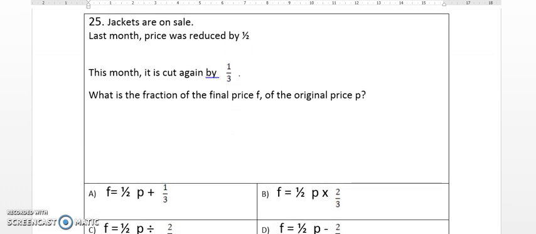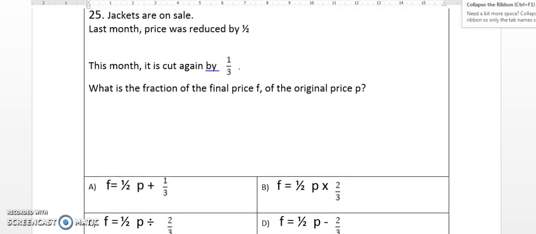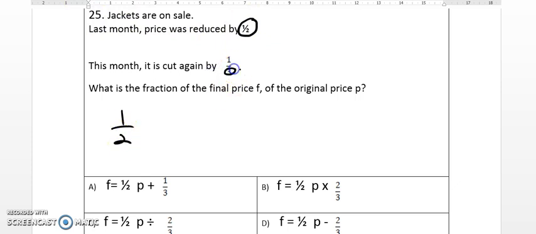Okay, now next, this question. If you are WPN 7, moving on to WPN 8, this one will come out. Jackets are on sale. Last month price was reduced by half. This month it is cut again by 2/3. Step 1, what I need to do is copy this half. Step 2, focus at the denominator. So then you just copy 3 over 3. Then minus the number here.